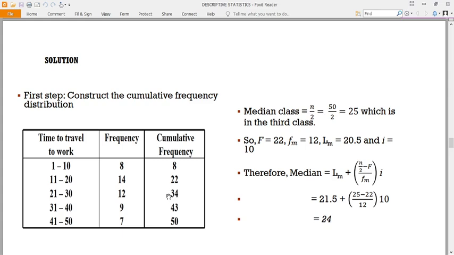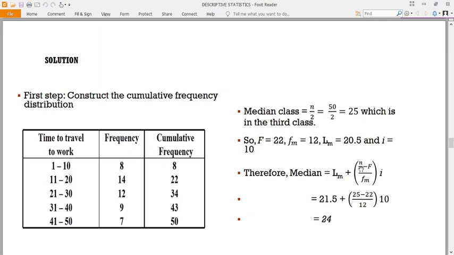So what is the class boundary? We have 21 and 30. But remember, for the lower class boundary, we subtract 0.5 from the lower limit and add 0.5 to the upper limit to create the class boundaries. So for my 34, the lower class boundary of that will be 20.5, because I'm subtracting 0.5. So this is my lower class boundary, 20.5.